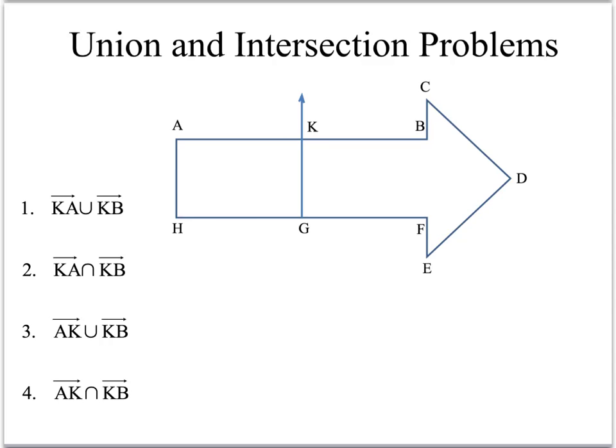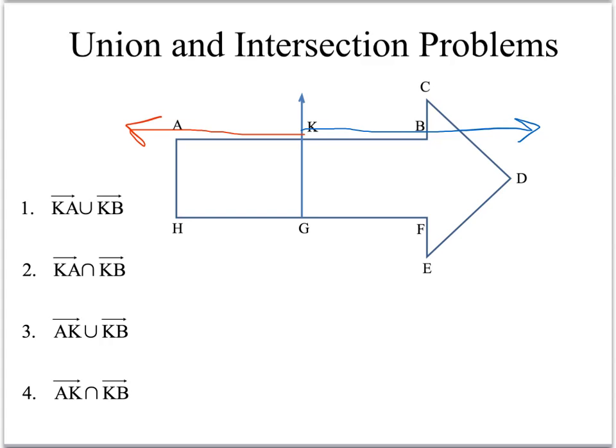We're going to look at the ray KA in union with the ray KB. The first thing we want to do is trace ray KA, and notice I'm not exactly on the line, but that's good enough. And now I'm going to use a different color to trace over ray KB. Again, not exactly on the line, but close enough.